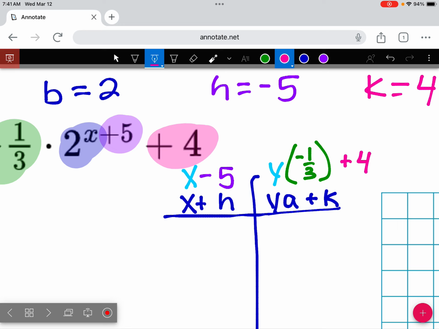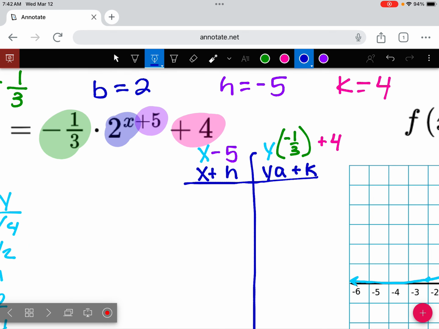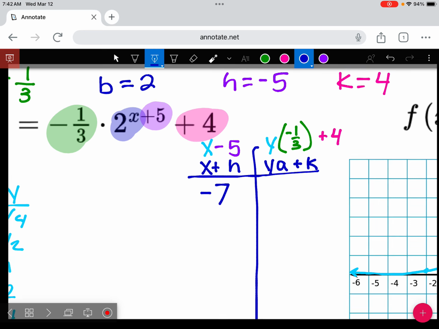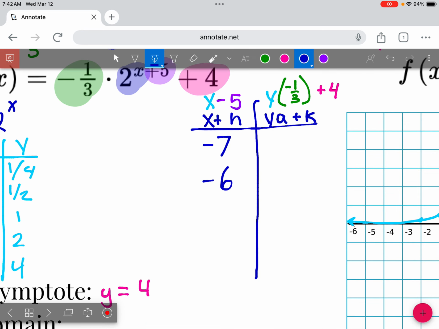So this one is going to get decimally and gross. And that's okay, we can do this. So we take our x's from over here and we're going to subtract 5. -2 minus 5, we get -7. -1 minus 5 is going to give us -6. 0 minus 5 is -5, -4, and -3.